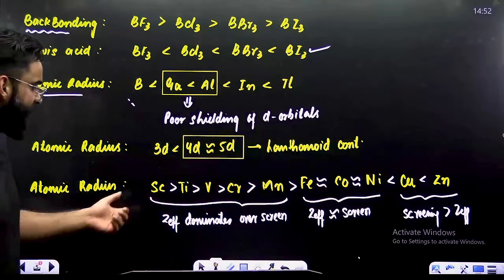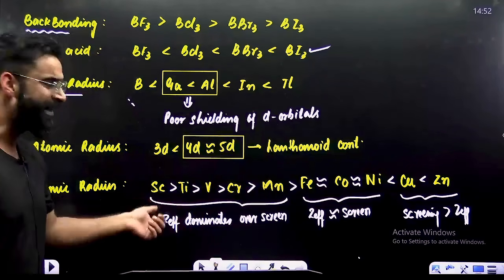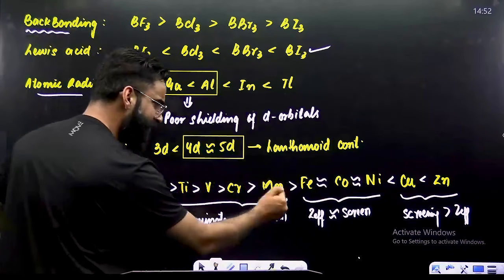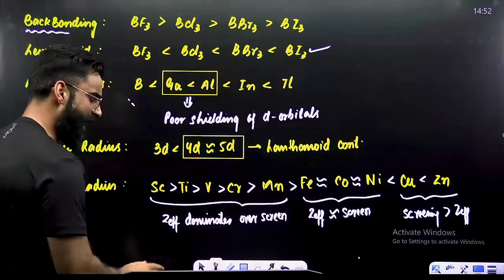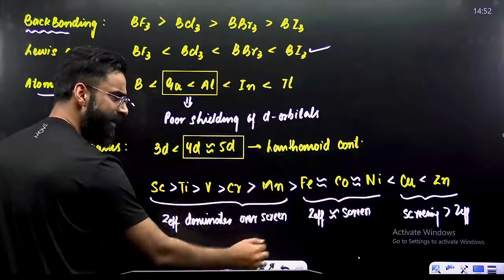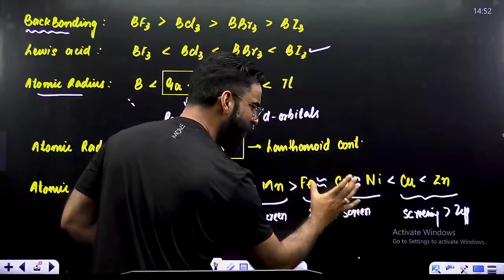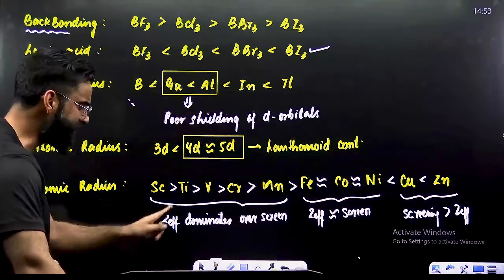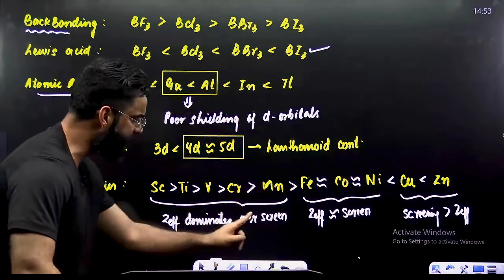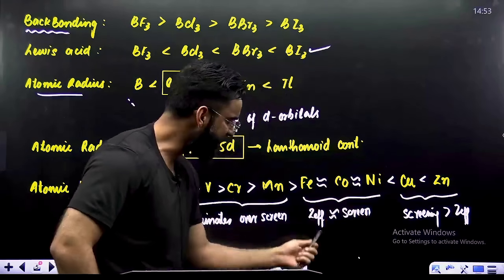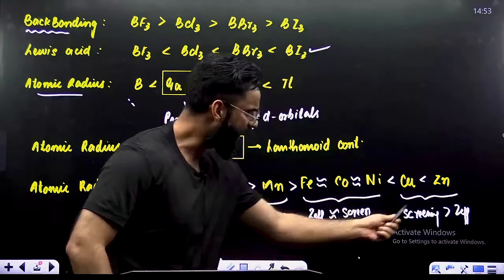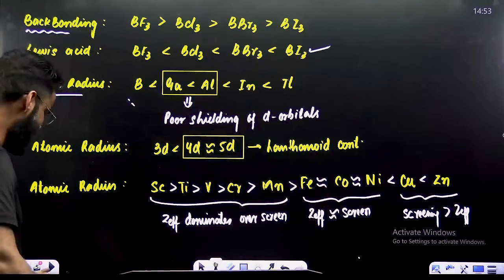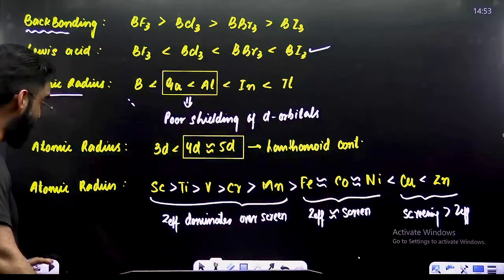Similarly, atomic radius when it comes to the 3d series: scandium, titanium, vanadium, chromium, manganese, iron, cobalt, nickel, copper, zinc. From scandium till manganese, what happens? Size decreases. Then iron, cobalt, nickel, size almost remains the same. Then again it follows the same trend. What is the reason? From here to here, Z effective dominates over screening. Right here in these three elements, Z effective and screening are almost equal. And in the last case, screening dominates over Z effective. You would have studied this, I believe, and I have taught you this in periodic classification as well.